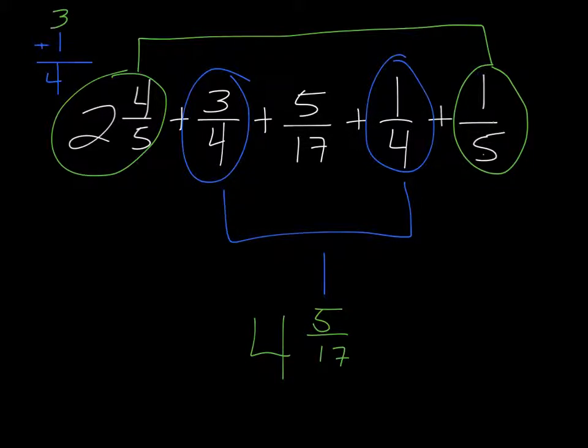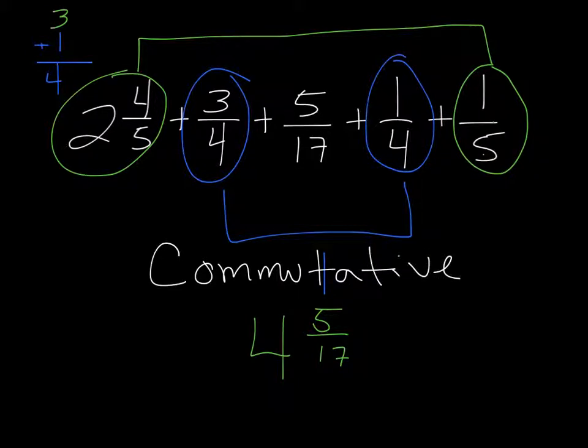I was able to do that in my head because I didn't have to go in the same order that it was written in. And the reason I didn't have to go in the same order is because of a particular property that we've been learning about, and the name of that property is commutative. So you learned how to group numbers together to make them easier to add in your head, and you learned why you're able to do that, because of the commutative property.